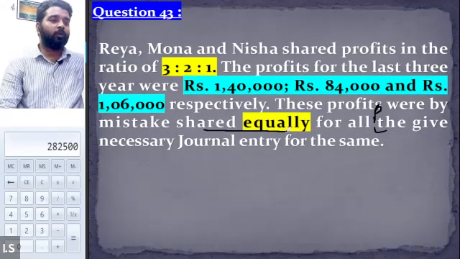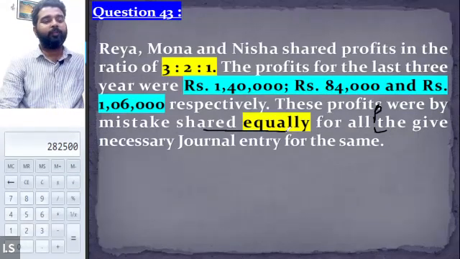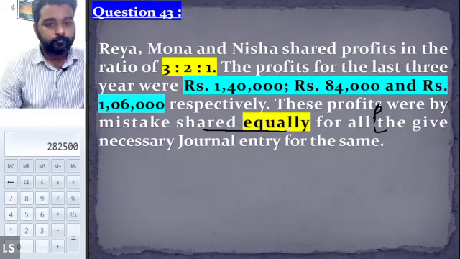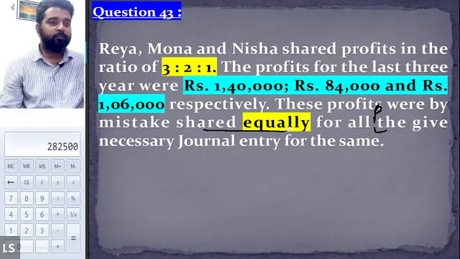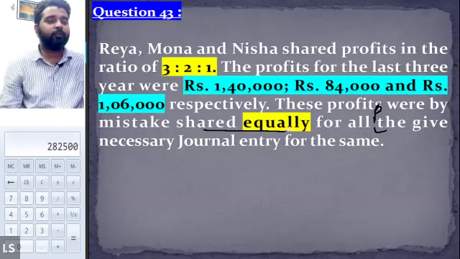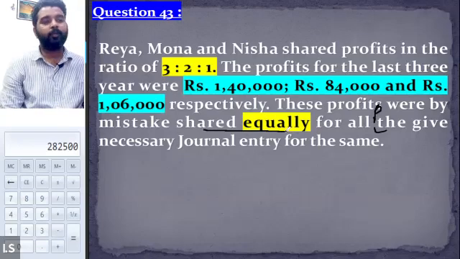Now, since the profit sharing ratio is already given in the question, profit should be divided in what ratio? Profit should be shared in the ratio of 3:2:1. But by mistake, we have shared this profit equally. That means in the ratio of 1:1:1. Is that clear to you, both of you, Halima, Aman?